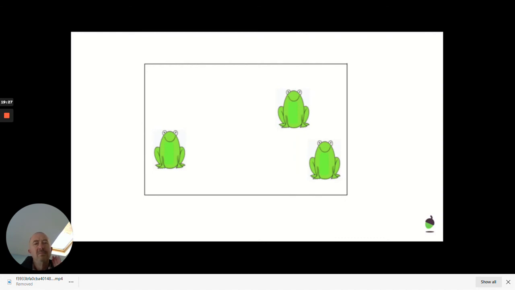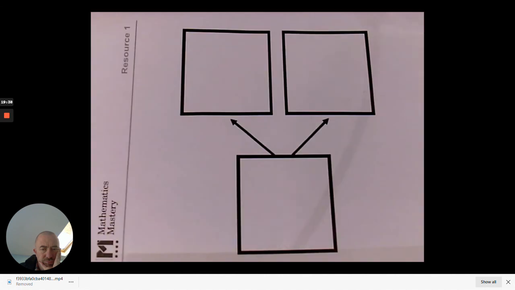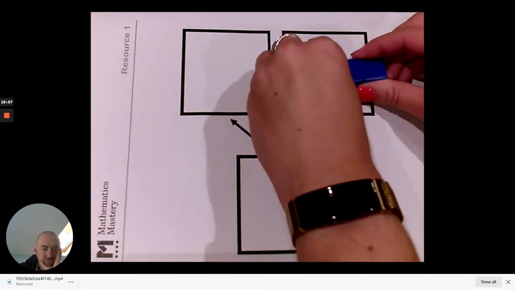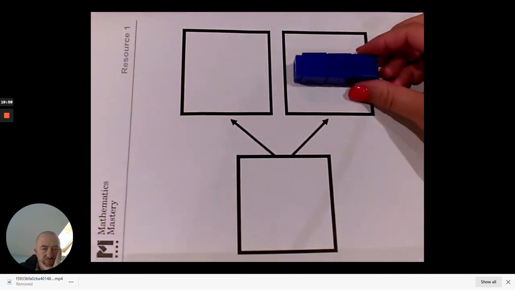All right, hopefully you've had some time to get on with your main task. We're going to take a look at this picture specifically. So I'm going to represent my 2 parts and the whole for those pictures of the frogs. So remember we said there were 3 frogs. So I'm going to count it with my cubes. 1, 2, 3. 3 is a part. So I'm going to put them in this part.